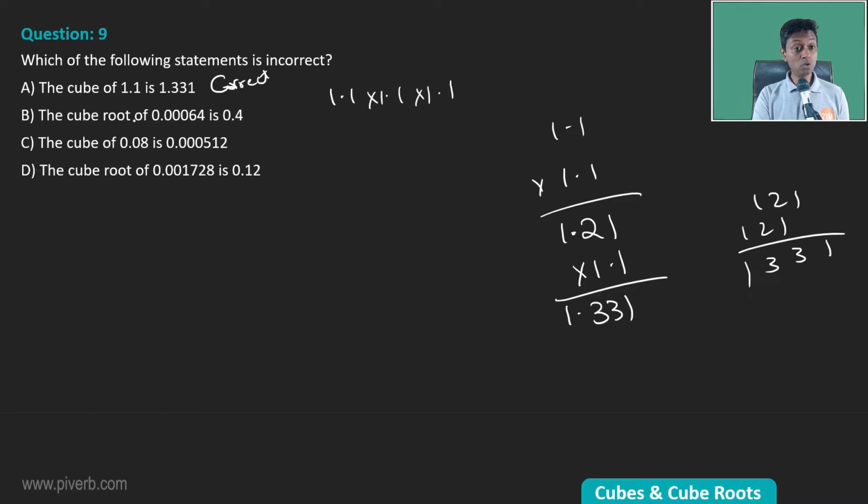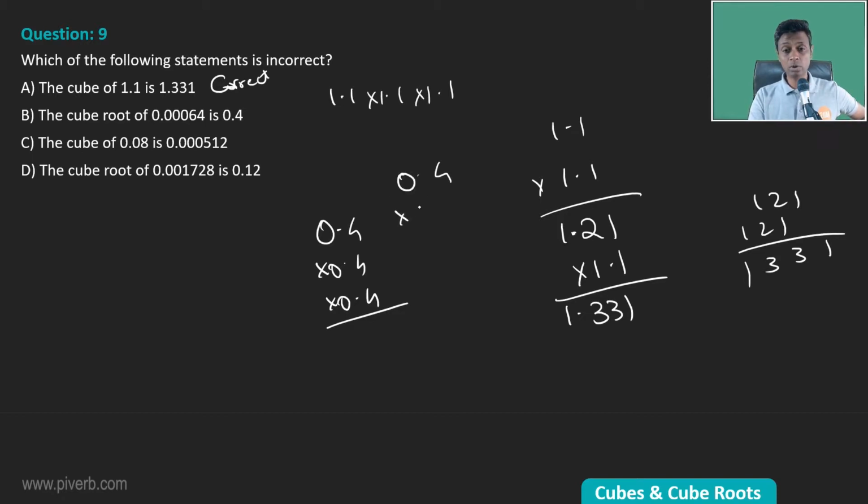The cube root of 0.00064 is 0.4. Or take 0.4 into 0.4 into 0.4. It should be 0.00064. Let's try this. 0.4 into 0.4 is 0.16. 16 with 2 decimal places into 0.4 is 0.064.